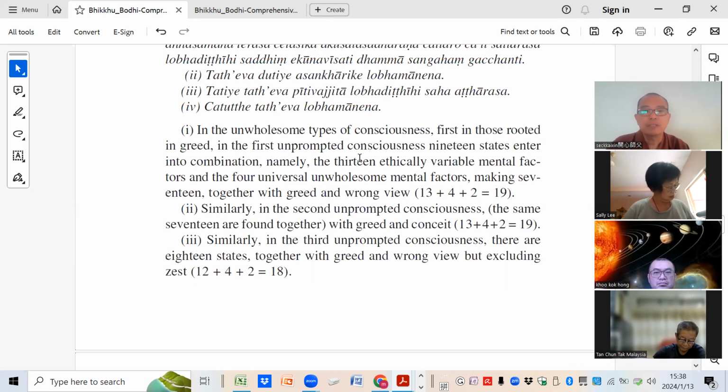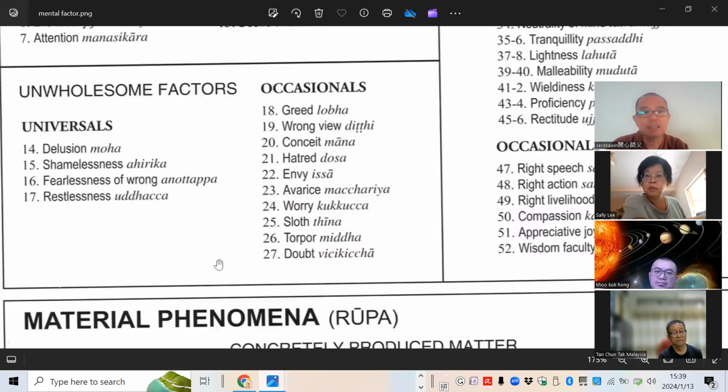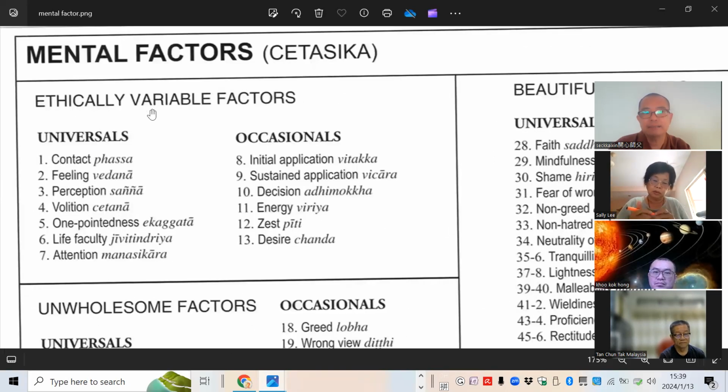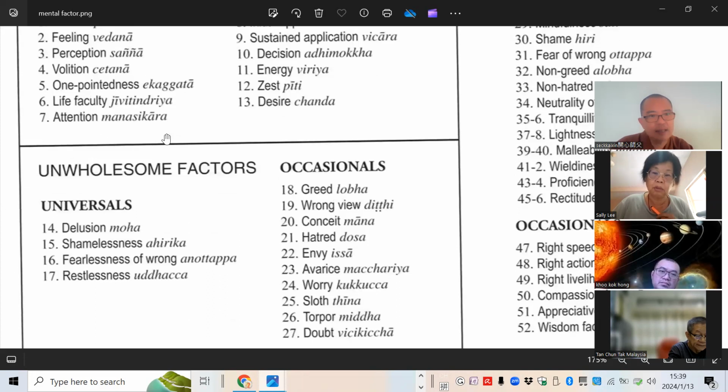For the unwholesome, in those rooted in greed, the first unprompted consciousness has 19 states. Why? Because we have 13 ethically variable mental factors and the 4 universal unwholesome mental factors, together with greed and wrong view. So let's see how the calculation 13, 4, and 2 comes up. Do you see the 13 here? Ethically variable factors, 13, we get the number here. Then, since they are unwholesome consciousness, we have to include the universal unwholesome factors.